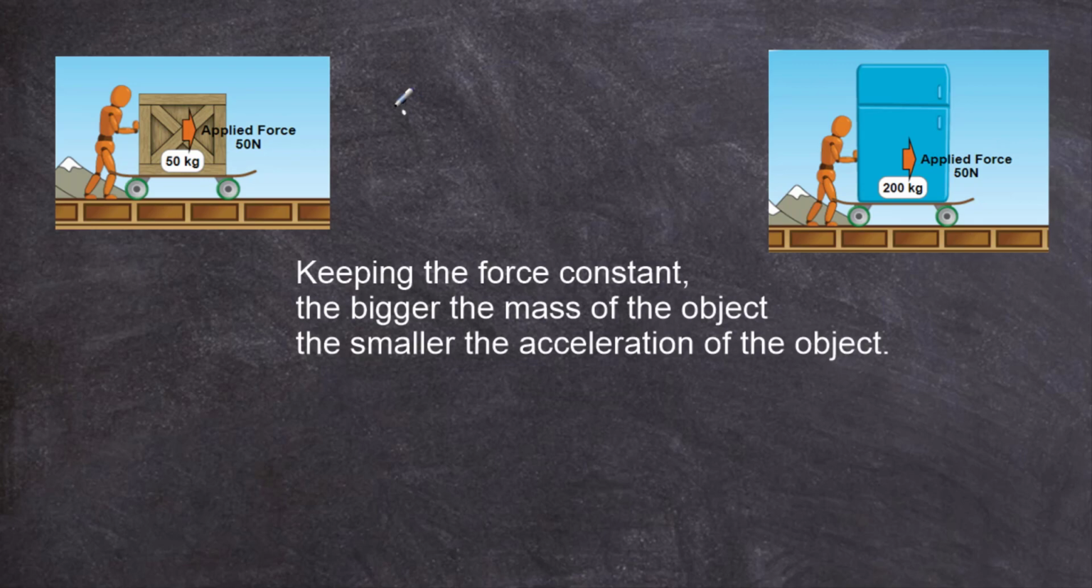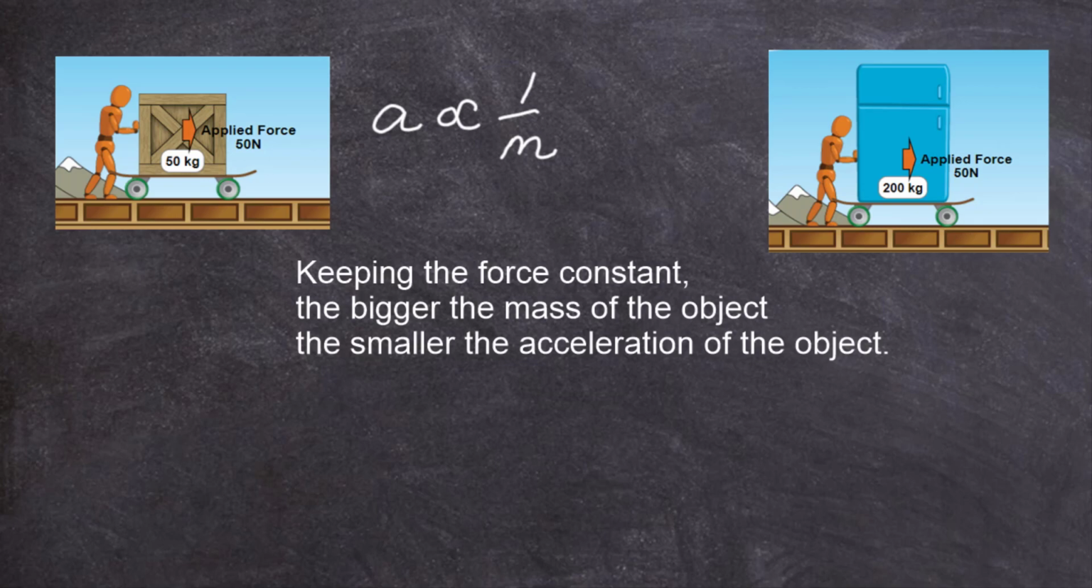Now we can write that in this mathematical form. We can say that the acceleration is going to be inversely proportional to the mass. That means it's going to be 1 divided by the mass. We're using small m for the mass. What that means mathematically is that if you increase the mass of that object, the acceleration is going to decrease. And that's what we mean by inverse proportion.